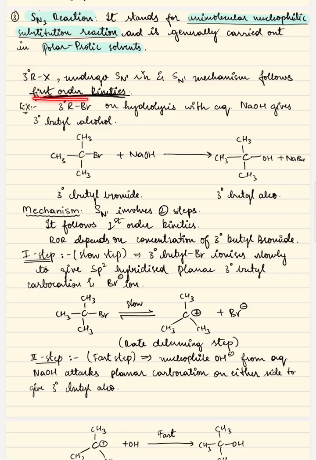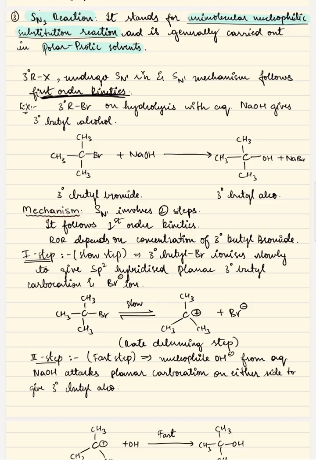The SN1 reaction follows first order kinetics. Tertiary alkyl bromide on hydrolysis with aqueous sodium hydroxide gives tertiary butyl alcohol. As you can see, tertiary alkyl bromide on hydrolysis with aqueous sodium hydroxide gives tertiary butyl alcohol plus sodium bromide.